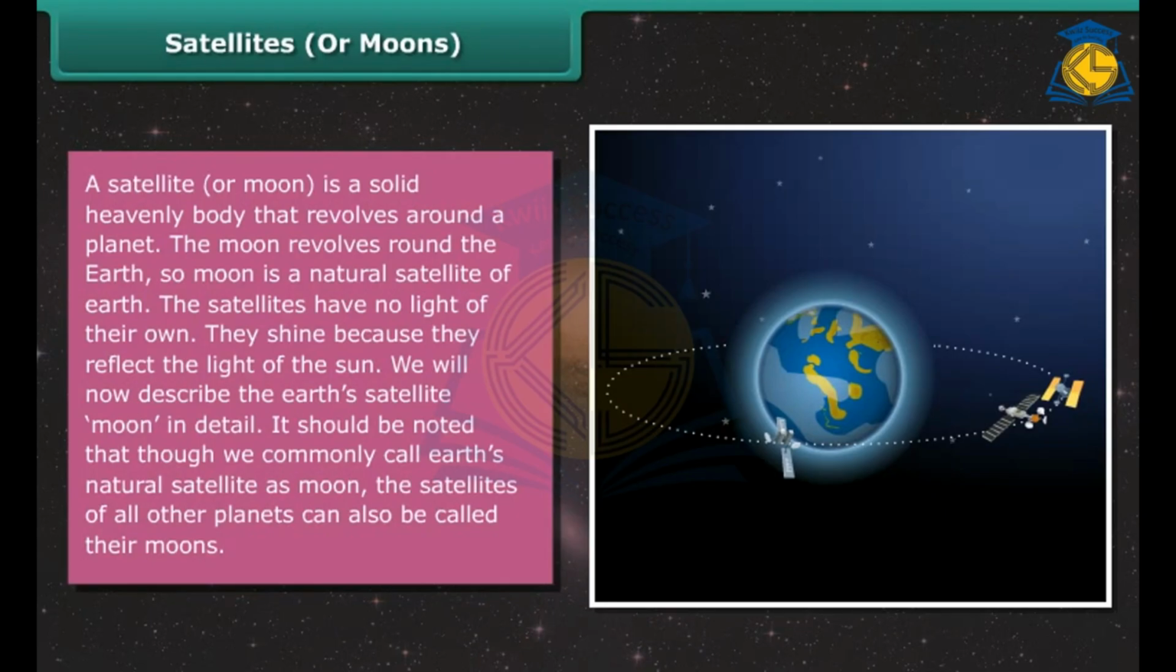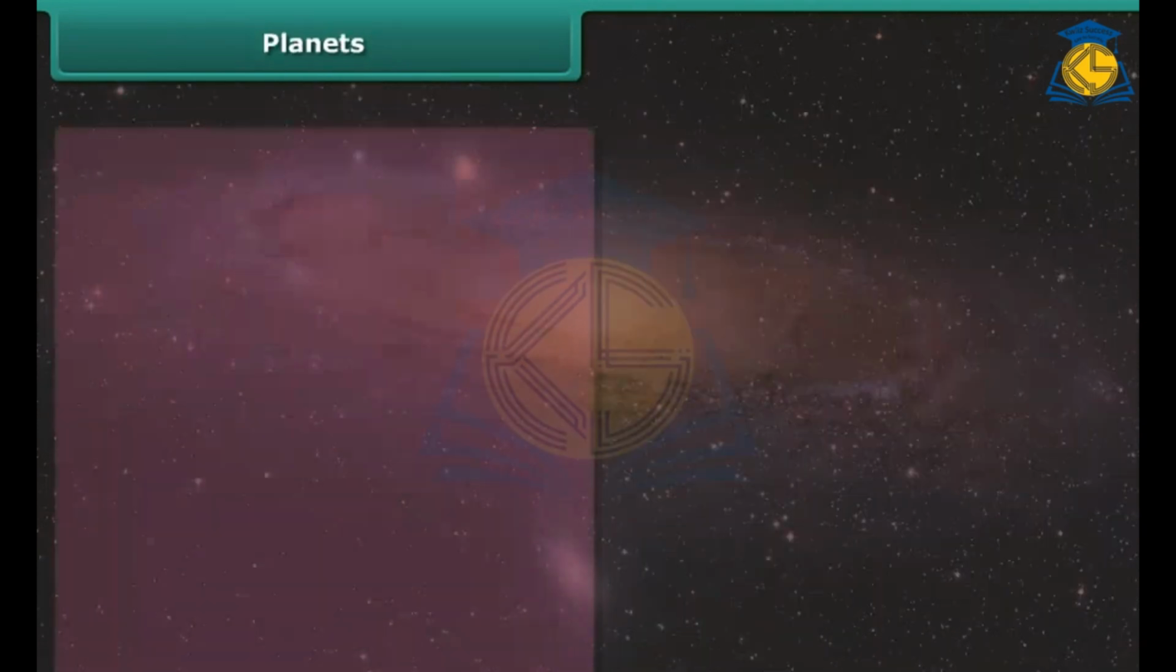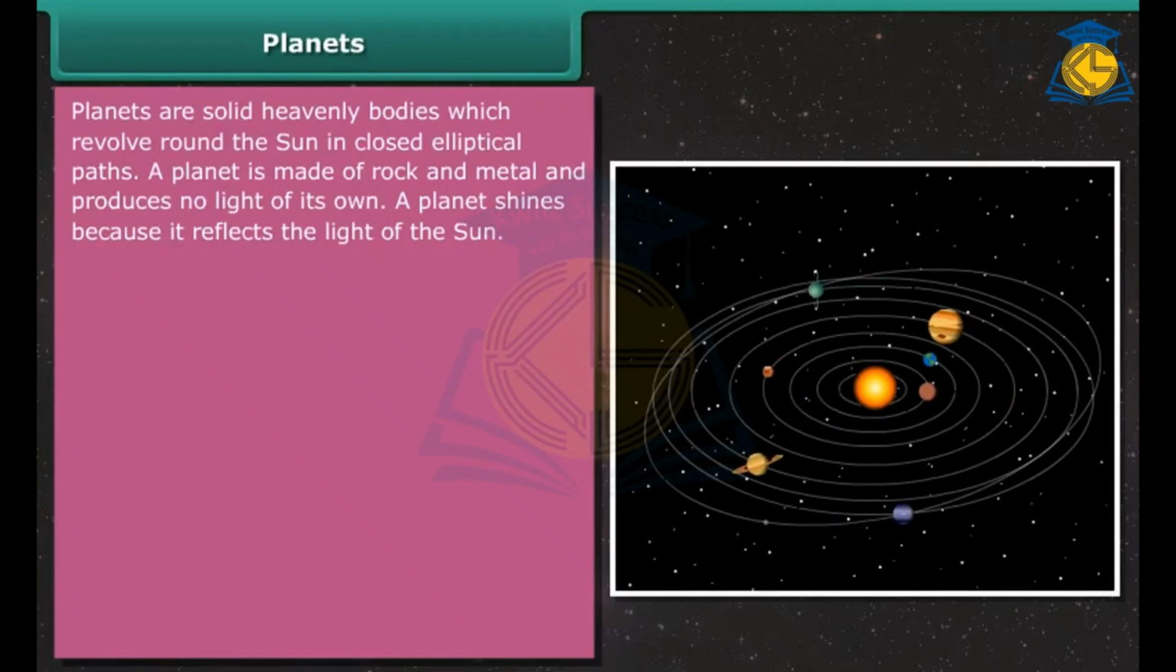It should be noted that though we commonly call Earth's natural satellite the moon, the satellites of all other planets can also be called their moons. Planets. Planets are solid heavenly bodies which revolve around the Sun in closed elliptical paths. A planet is made of rock and metal and produces no light of its own. A planet shines because it reflects the light of the Sun.